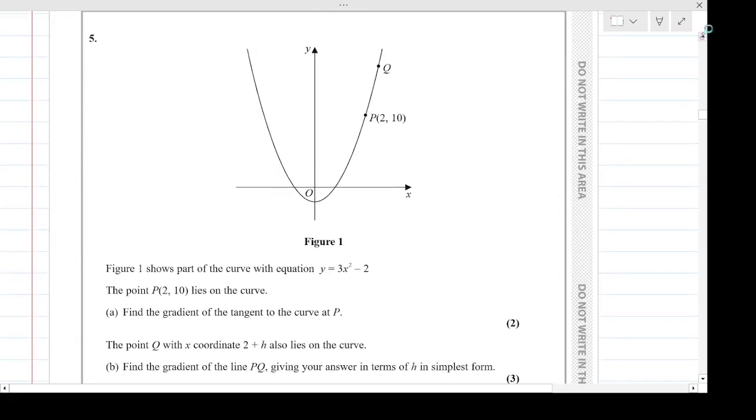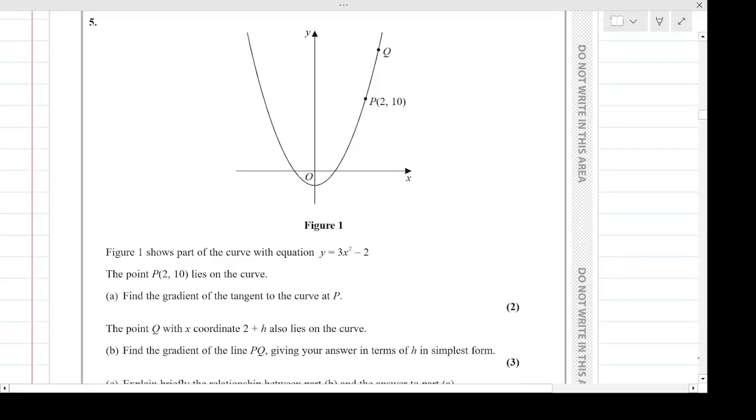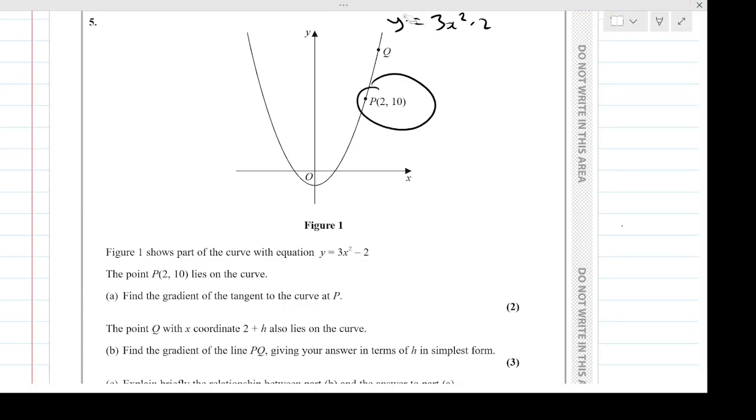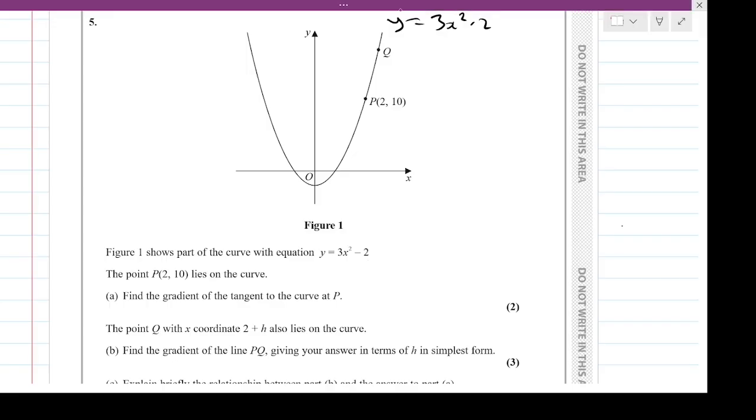Okay, here we are given a curve. The curve y is equal to 3x squared minus 2. We're given the point P, which is (2, 10), is on the curve. Firstly, it's asking me to work out the gradient of the tangent at the point P. So remember, a tangent line kind of touches the curve at that point. A very bad curve, but it touches the curve at that particular point. Right? I can't draw, but there we are.